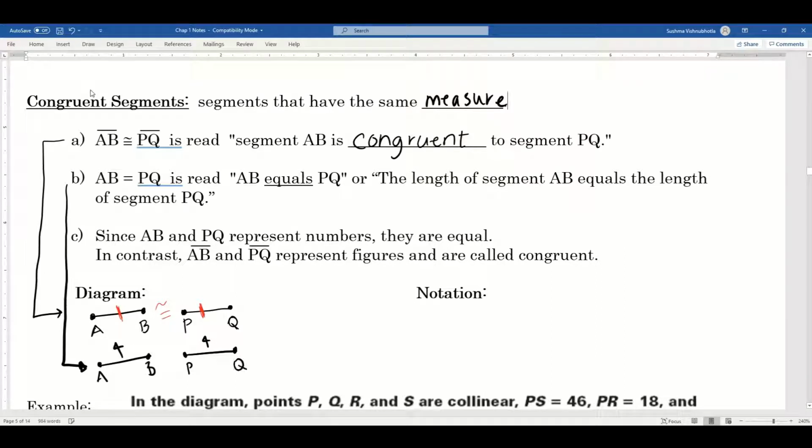So anytime you have quantities, and these are definitely still congruent, but because you have a quantity or a number that represents this, in this case, you would say they're equal. Okay, it's a subtle difference. So when they represent numbers, they're equal. In contrast, if there's only figures and you see this notation and nothing else, then you would say they're congruent.